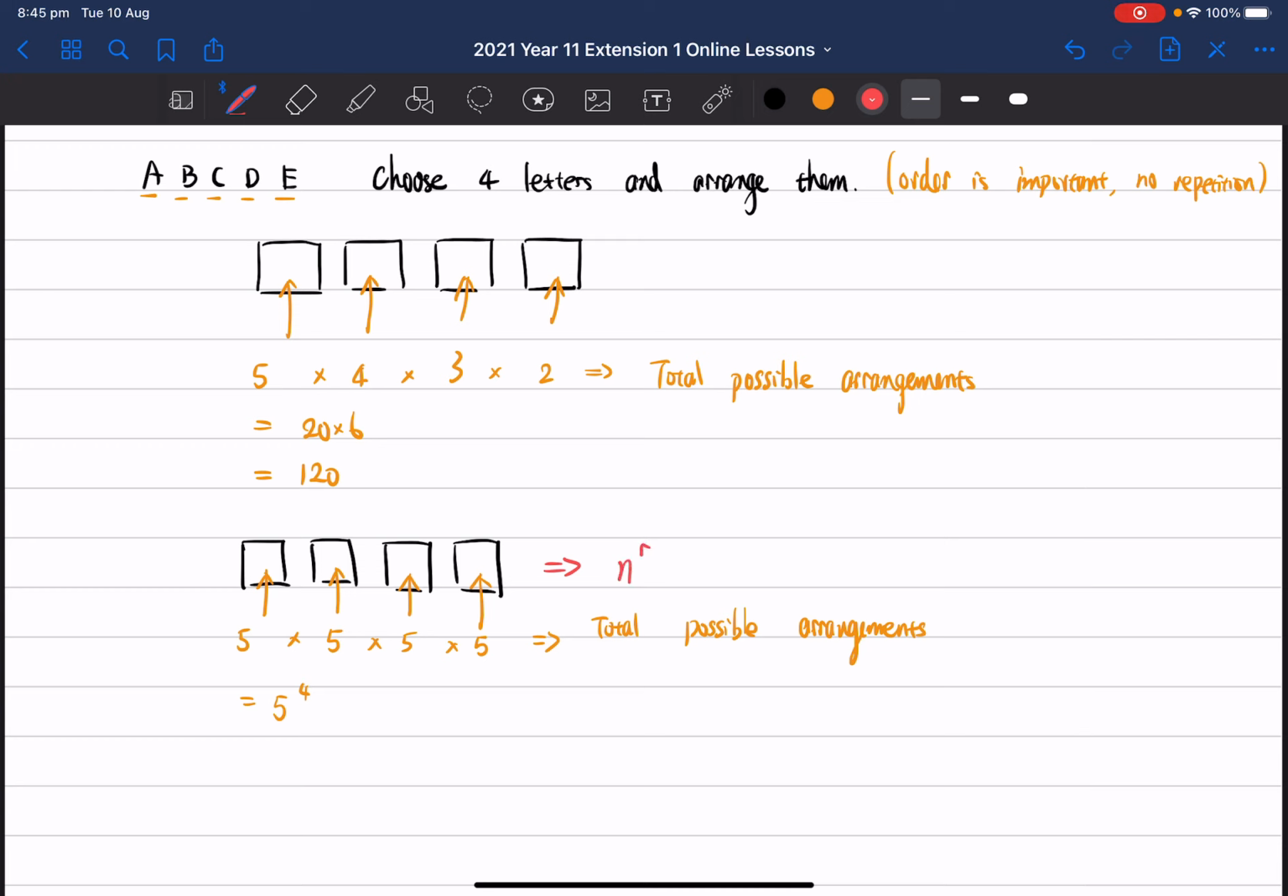Okay, N is just distinct letters, so they're all different, and R is just R lettered words to be formed. So N to the power of R. This is when the order is still important, and with repetition, so we can have something that happens multiple times.